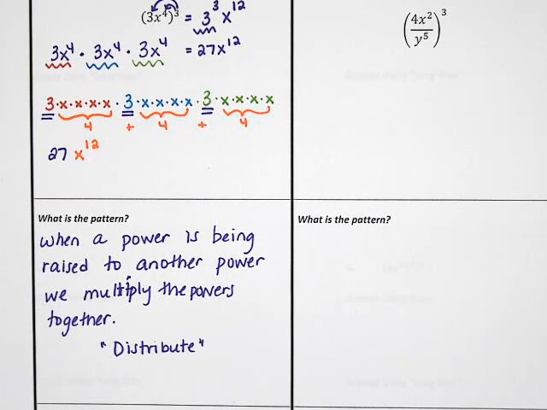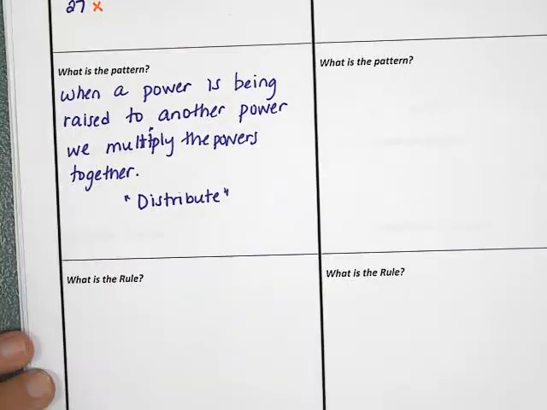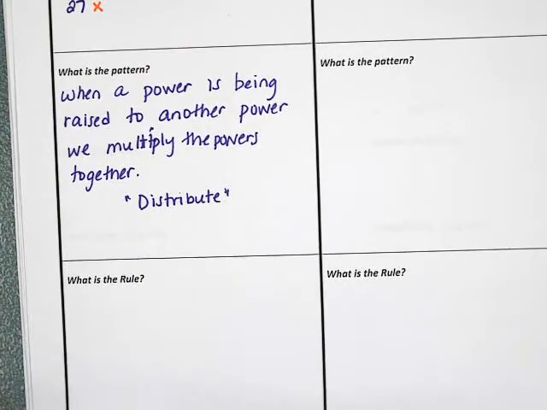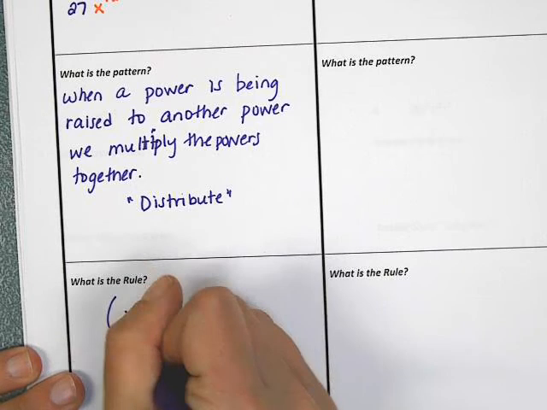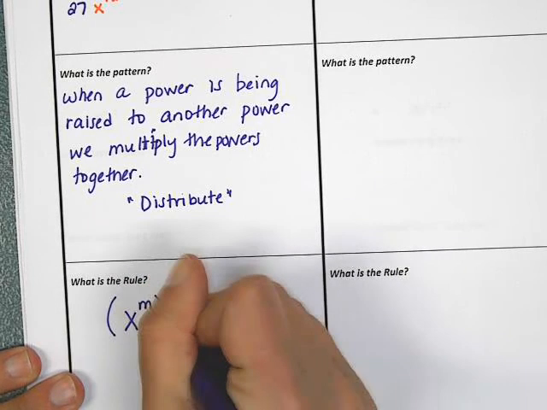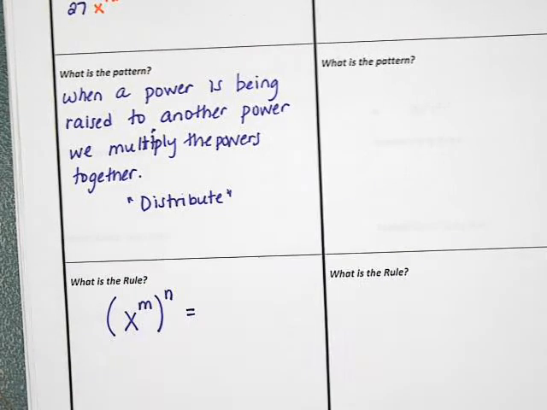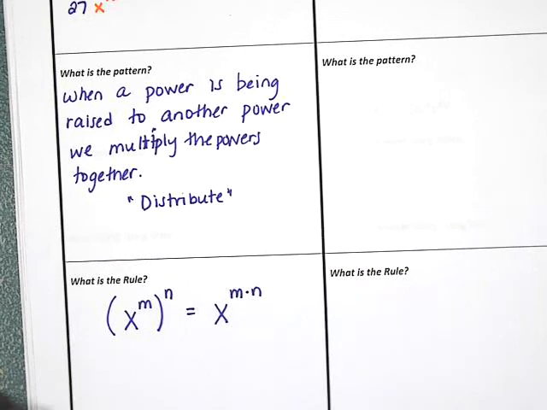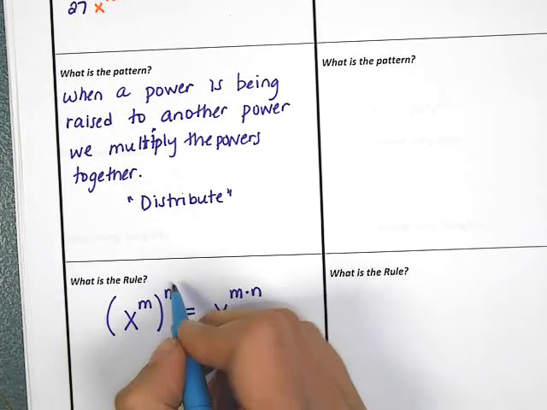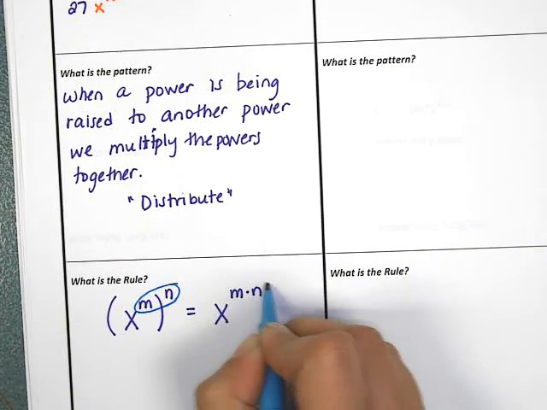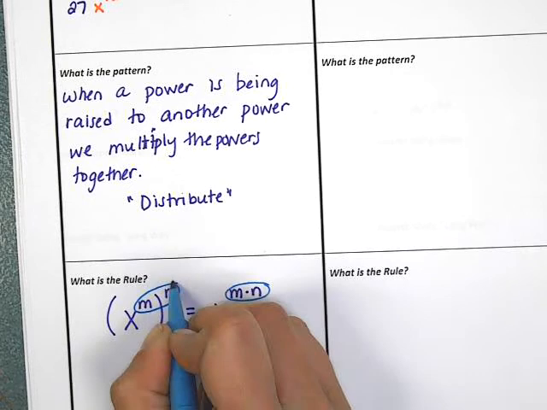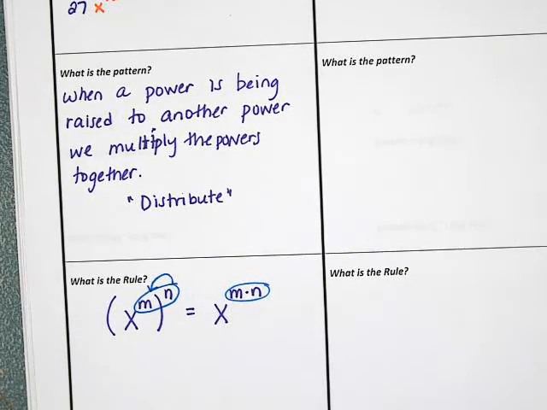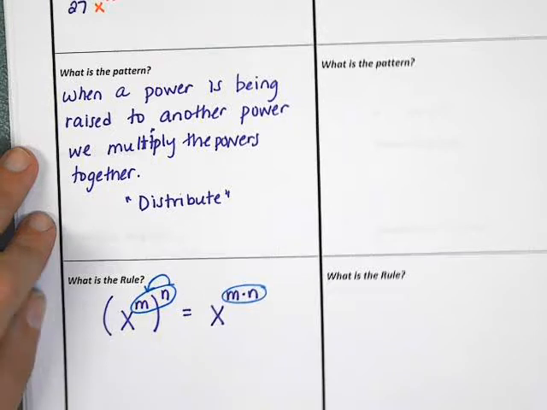So let's take a look at a way to write this rule. When you have x to the m being raised to the n, you just multiply the powers together. You take these two powers and multiply them together. I like to think about that as distributing. Let's see if we can do another problem and work it out in a similar way.